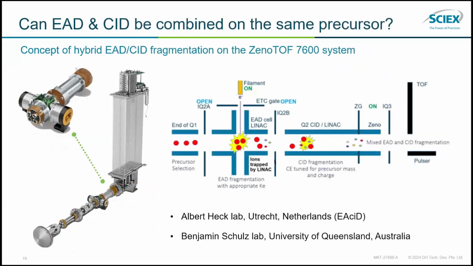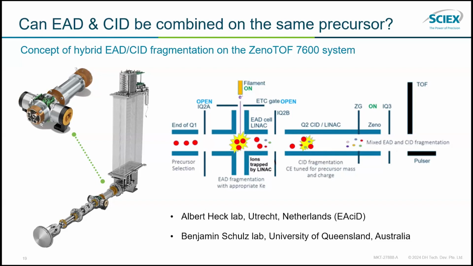So before I stop, I just want to mention this. The position of the EAD cell is before the CID cell, the Q2 where you can do CID, right? So that has prompted people to try a combination of EAD and CID. The idea is to first activate the precursor, and then maybe not completely, get EAD fragments and then do some additional CID to get some oxonium ions, right? So the idea is to get a hybrid spectrum that will give you both CID type fragments and EAD type fragments, right? So there's 2 groups that are actively working on this using the ZenoTOF 7600.